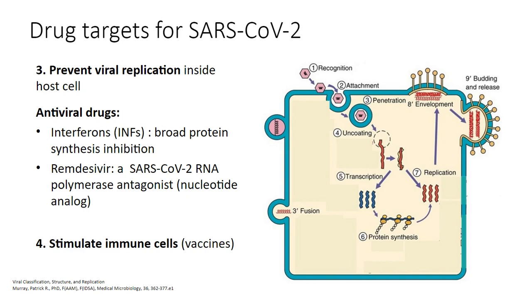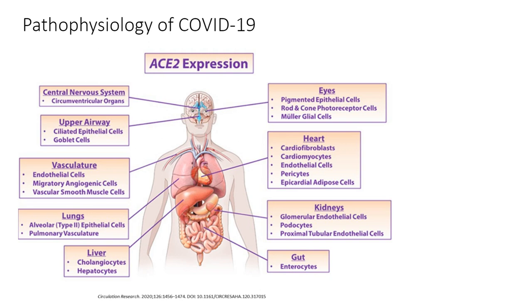Another way to think about it would be what can we do to stimulate the immune cells so that we can promote the immune response? And this is where our vaccines come in, that by getting our immune system geared up, we then have the ability to slow down, at least, if not totally prevent, the reproduction of the virus. So we've looked at the process of infection, and we've looked at some ways to think about that. So next, let's turn to the pathophysiology of COVID-19.